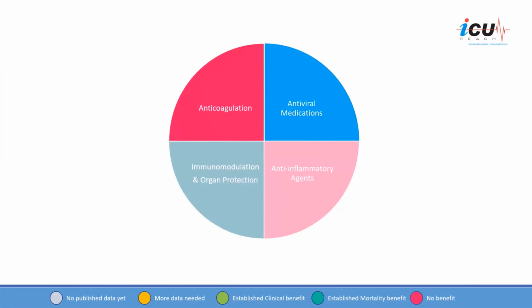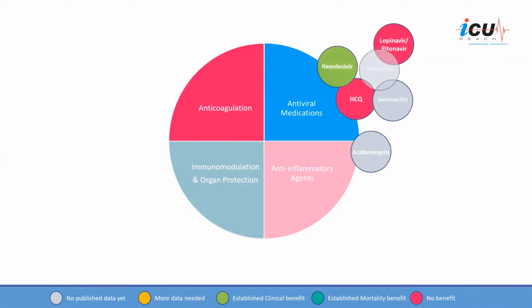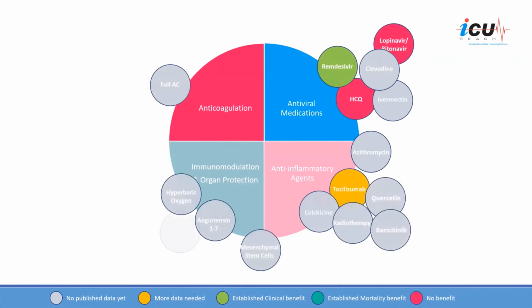So what I did here is put these four modalities of treatment in this graph. I put the antiviral medications on this side, and then the anti-inflammatory agents. We have the immunomodulation, to which I added what we call organ protection. Do we have any medication that can protect organs from the inflammatory reaction of the body? And then the anticoagulation. What I want to do right now is click next and see what agents we have in each category. You can see that the different circles are going to pop up in front of you.